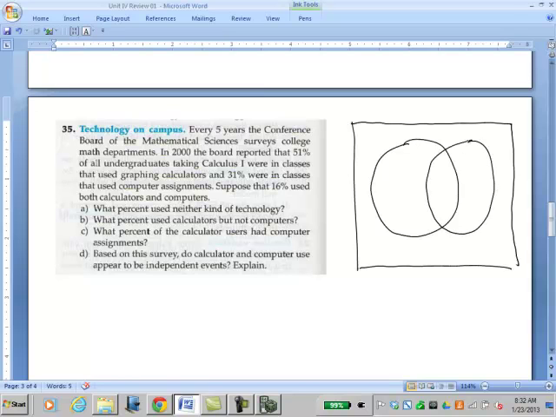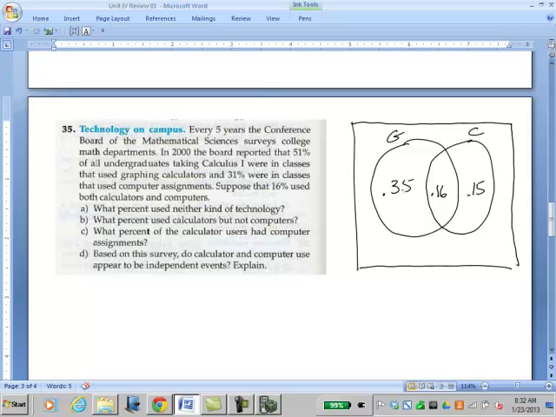Here's the probability that somebody has to use a graphing calculator, and here's the probability that they have a computer assignment. Now we're told 51% graphing calculator, 31% computers, and 16% both. The first thing you want to put in is the 0.16 in the middle. Then what goes in this crescent-shaped space is 0.51 minus 0.16, which is 0.35. And what goes over here is 0.31 minus 0.16, which is 0.15.